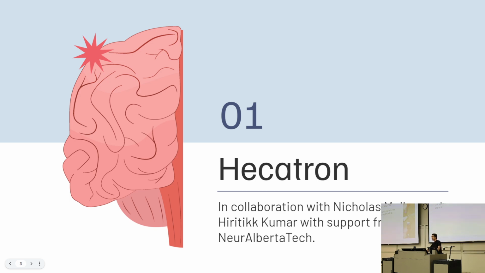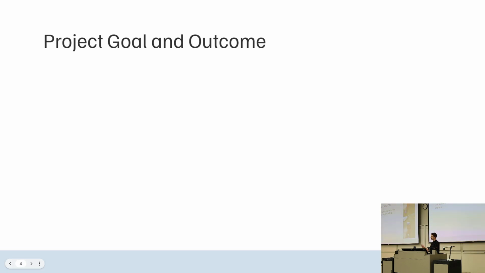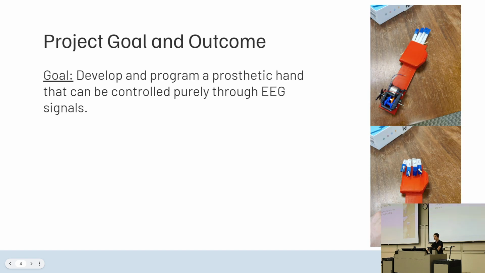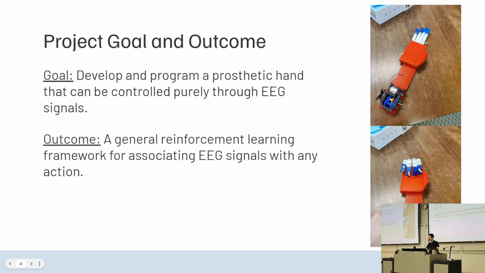We had this 3D printed prosthetic hand where each of the 4 fingers was connected to a wire, and the wire would connect to a motor. And we wanted to write a program and have an AI that could detect when the user wanted to close the hand or open the hand based on their EEG signals. However, what we ended up making was just a general reinforcement learning framework for associating EEG signals with any action.